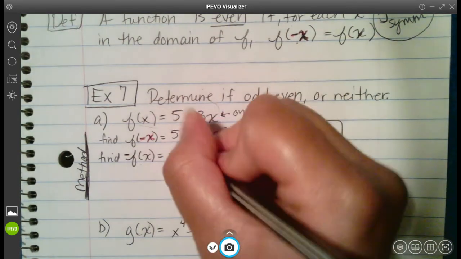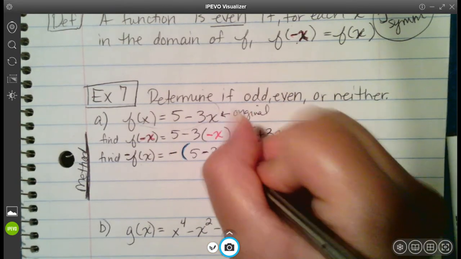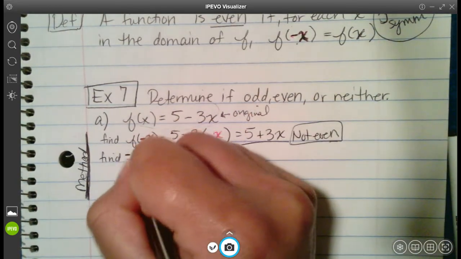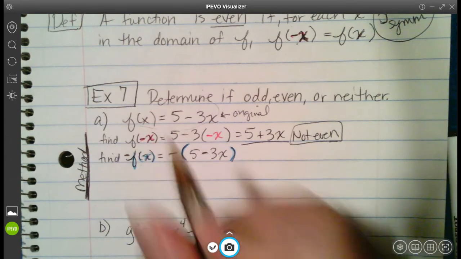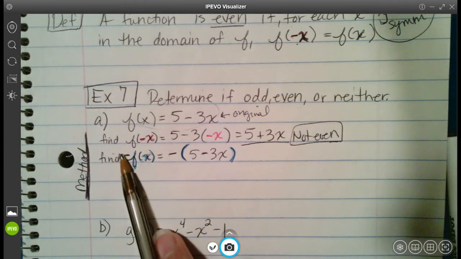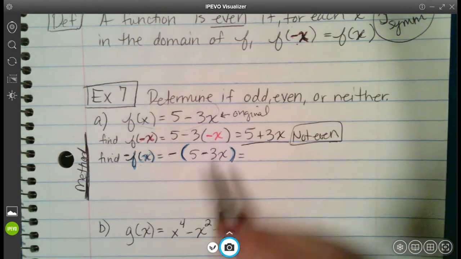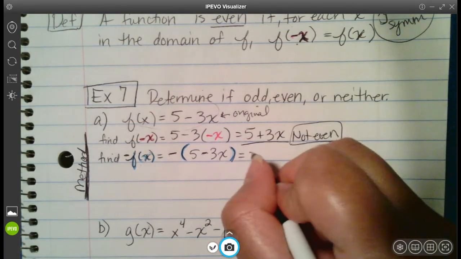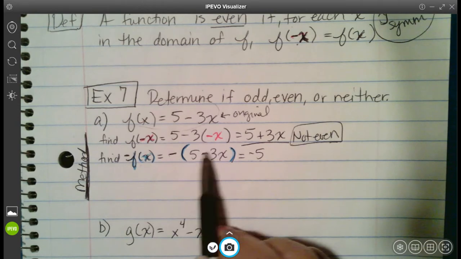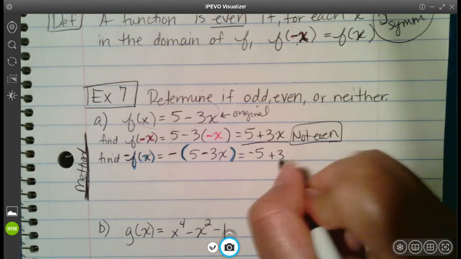So if you kind of want to see what I'm doing, this right here, this parentheses is your f of x. Okay, and I'm just making it negative. I'm putting that negative right in front of it. All right, so then from here we distribute. So negative times a 5 is -5. Negative times a negative is positive 3x.